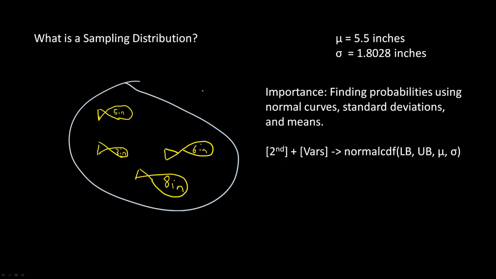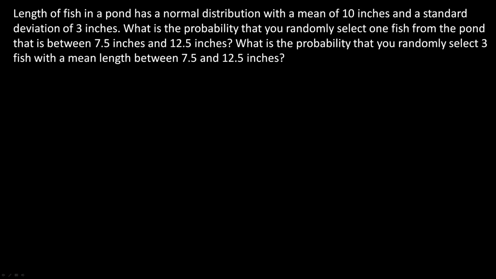So why exactly are these 4 different rules super important? Well, the importance of these rules is that we can find probabilities using these normal curves, standard deviations, and the means. We can do this using a function called normal CDF on your graphing calculator. First you click second and the vars button, and then you go to the normal CDF function, and then you can input lower bounds, upper bounds, the mean, and the standard deviation to find the probability of certain statements.